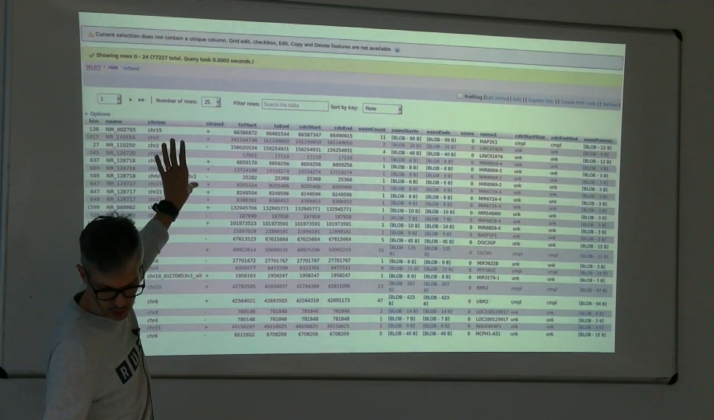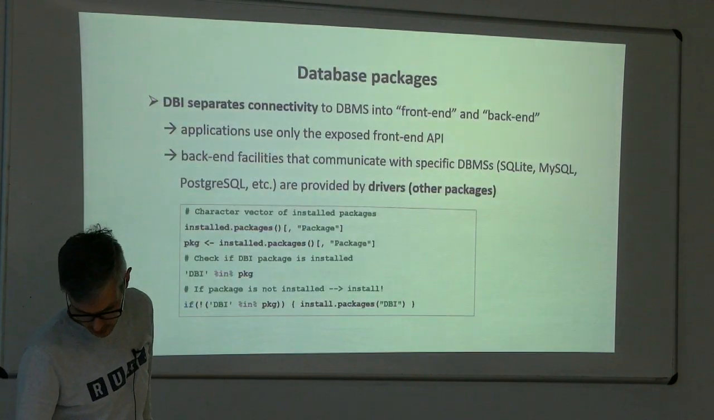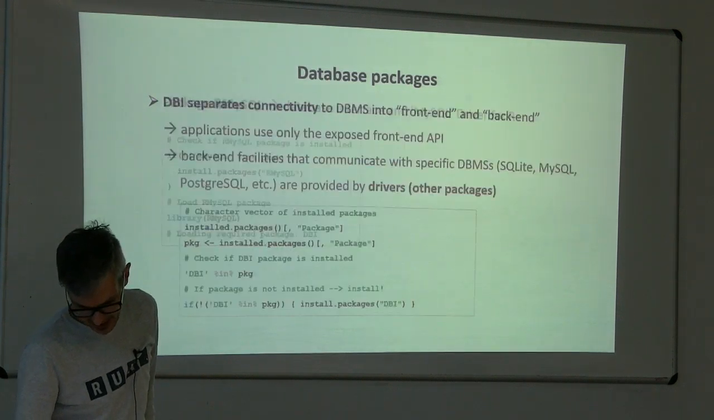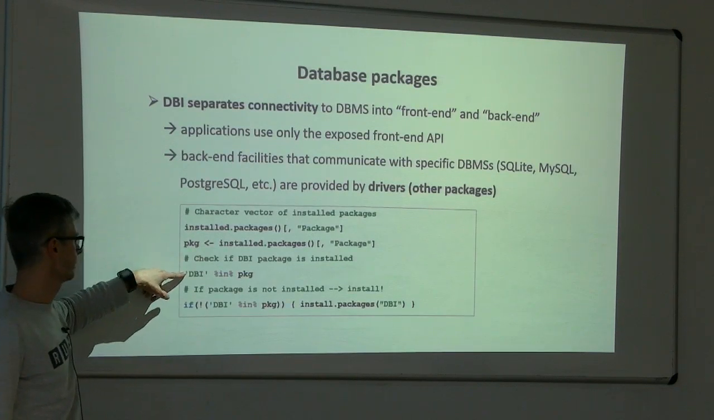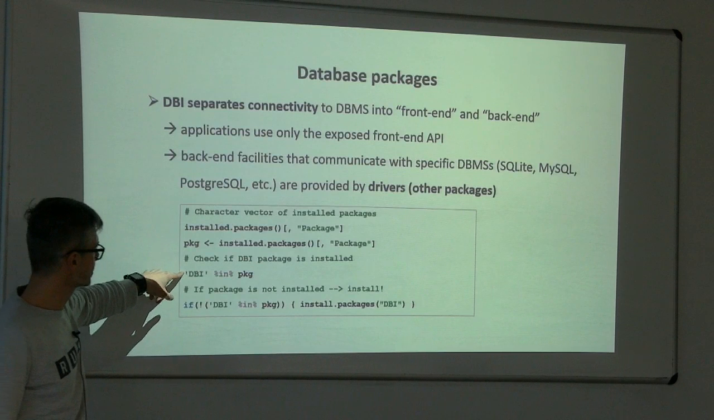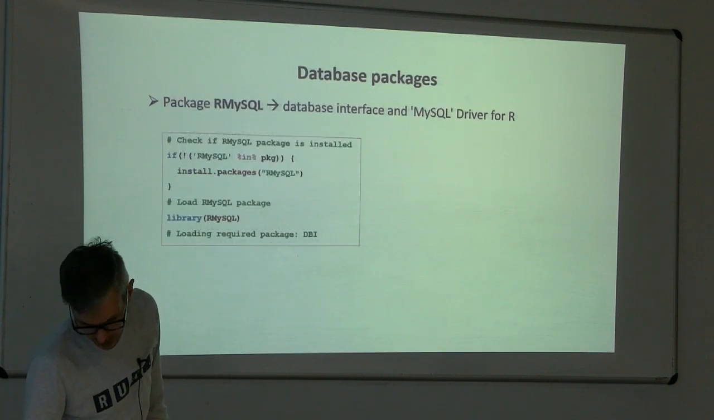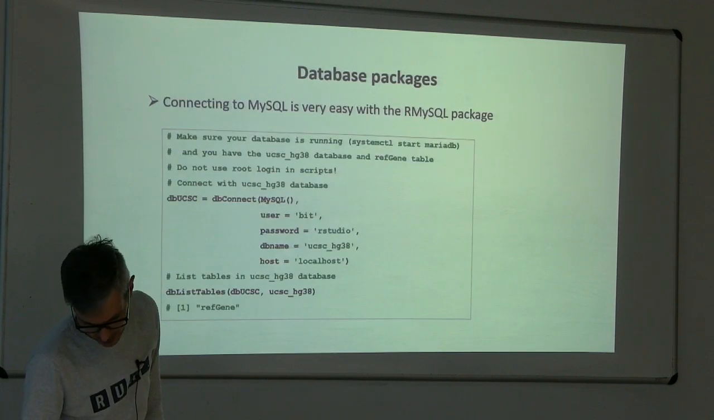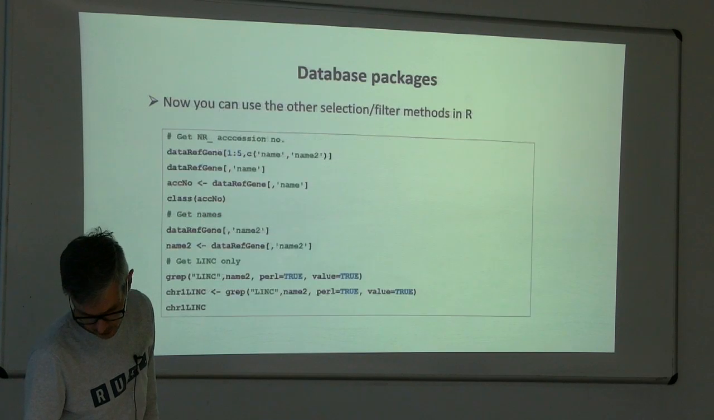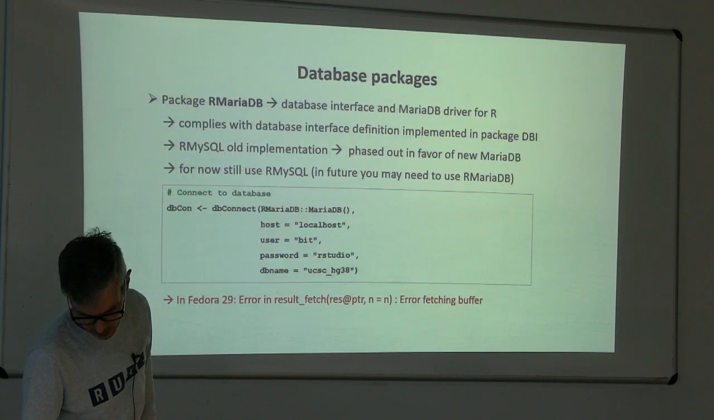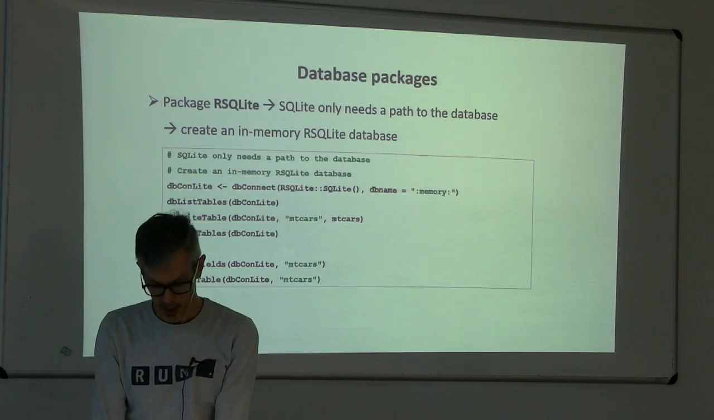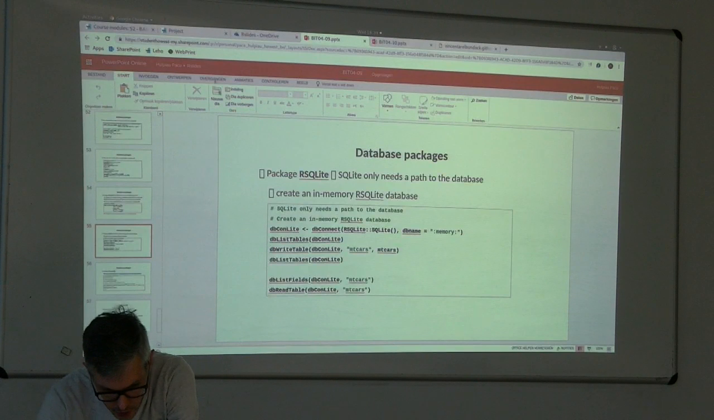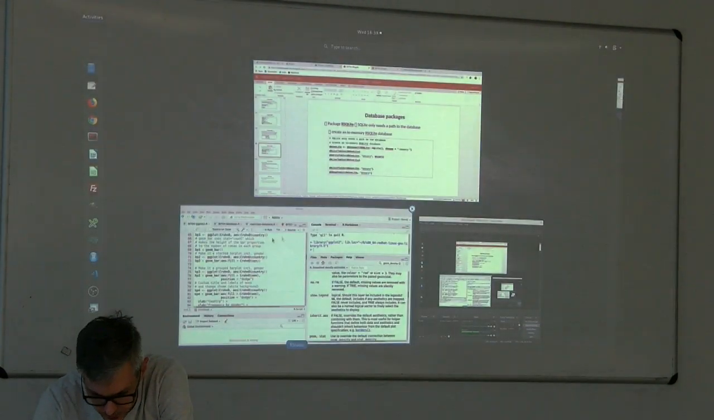So this is how your local database would look like, but I will not ask you to do that. The only thing that you will have to do is install the DBI package. This is what you will have to do. And then the MySQL. And then you should be able to connect. But maybe I will skip all of this and just show you in the example code what you should do or be able to do.